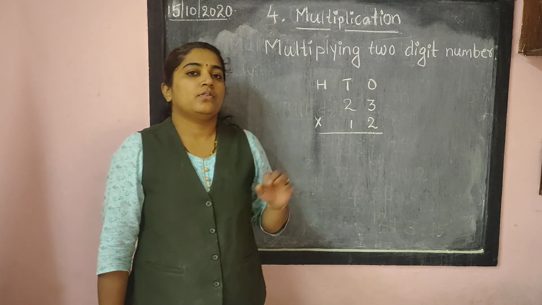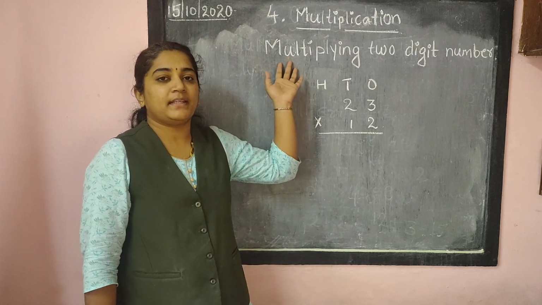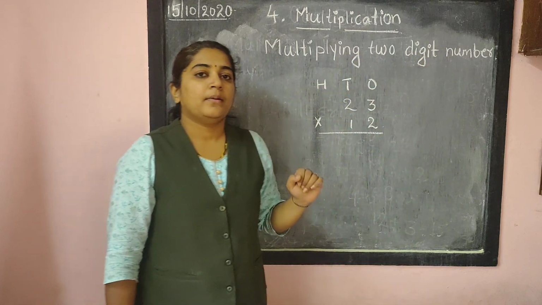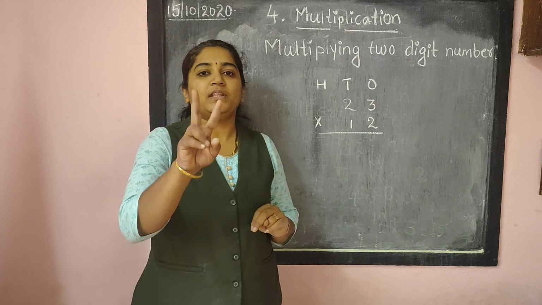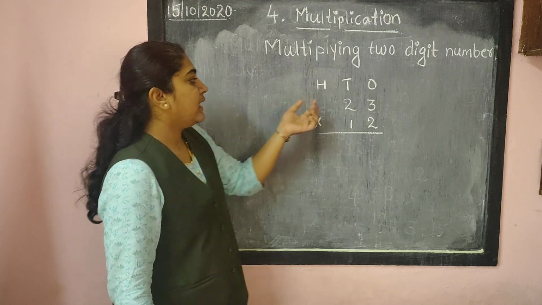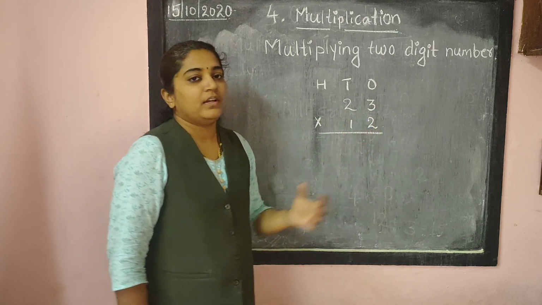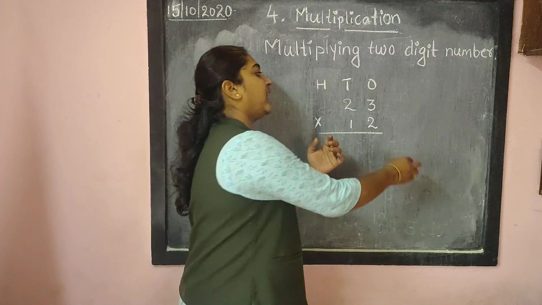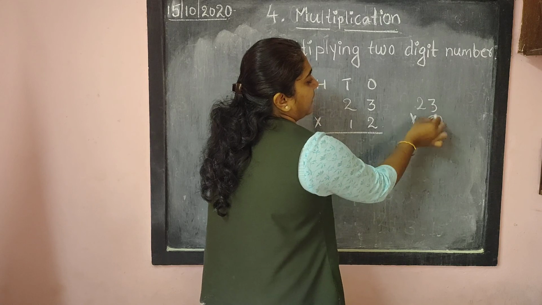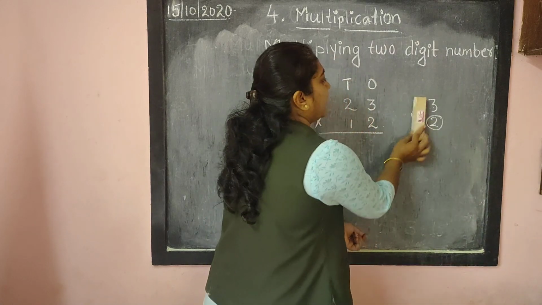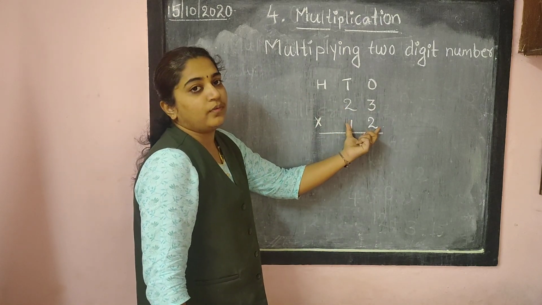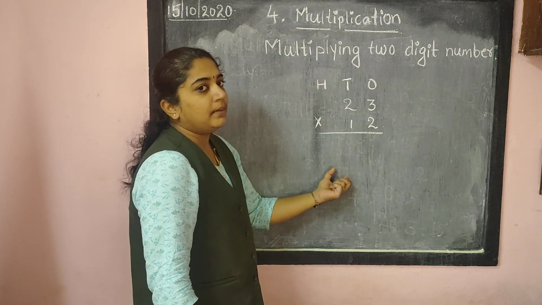Okay? So let's start the next topic of your mathematics, that is multiplying 2-digit numbers. Multiplying a 2-digit number with a 2-digit number. So here is one example. I am multiplying 23 into 12. In the previous class we already multiplied 23 into only 2, only a 1-digit number. But in this topic we will multiply 23 into 12, 2-digit numbers.